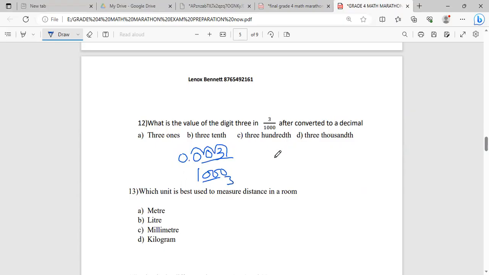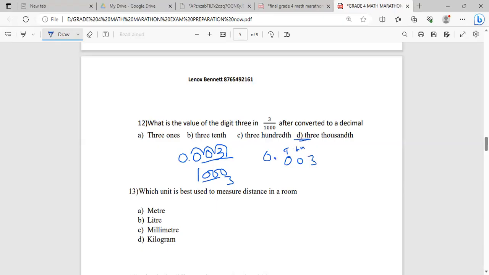So it's 0.003. So basically, we can start here. This is our tenth with the TH, hundredth, and this is our thousandth with the TH on it. So this would be D.